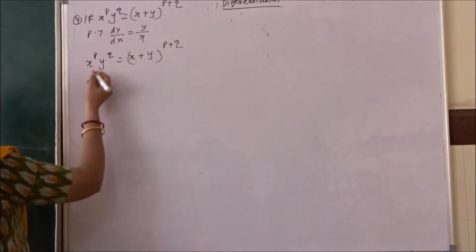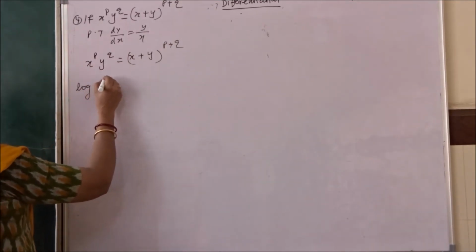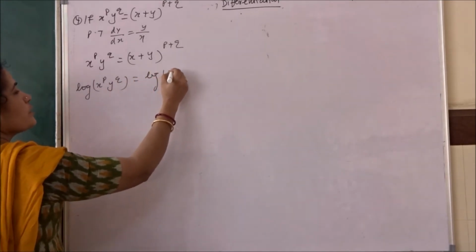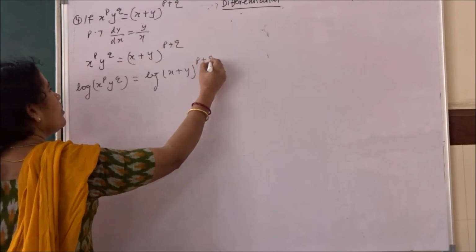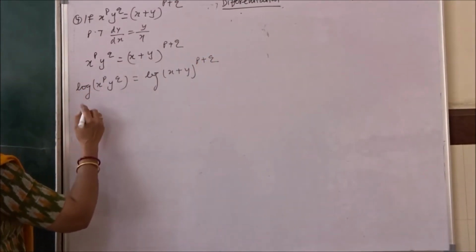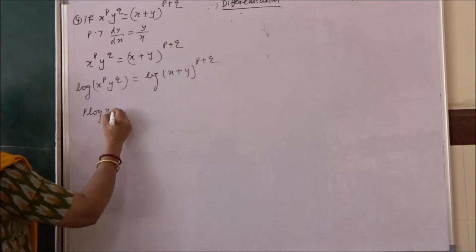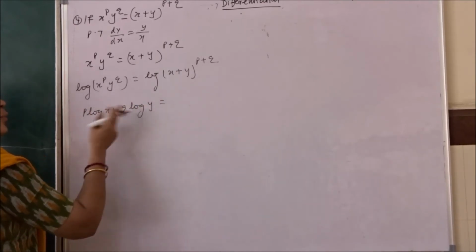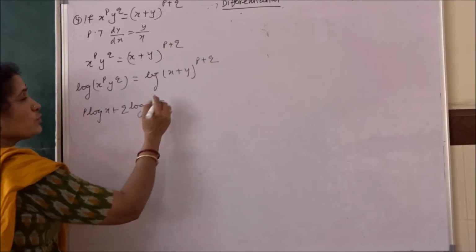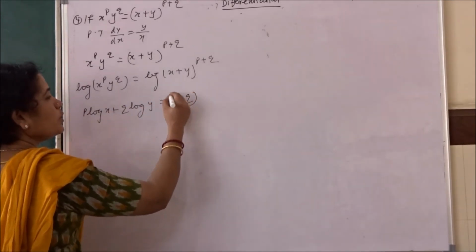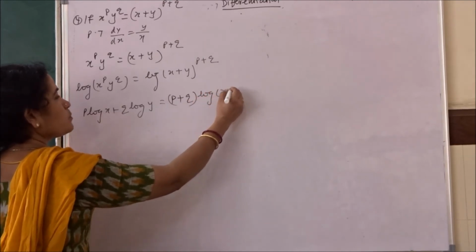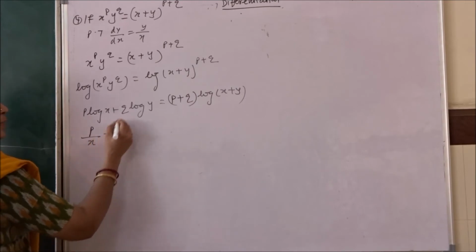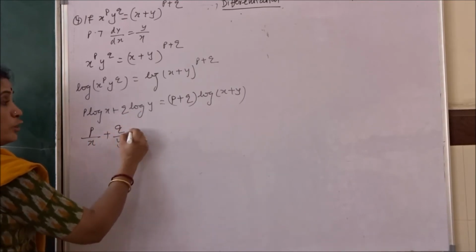So take log on both sides, it is the easiest way. Log of x power p into y power q equals log of (x plus y) whole power p plus q. Am I correct? Now log of m into n is log m plus log n, and log m power n is n log m. I have used that formula here. So we get p log x plus q log y equals (p plus q) into log of (x plus y). Am I correct? Now differentiate: p upon x plus q upon y into dy by dx.